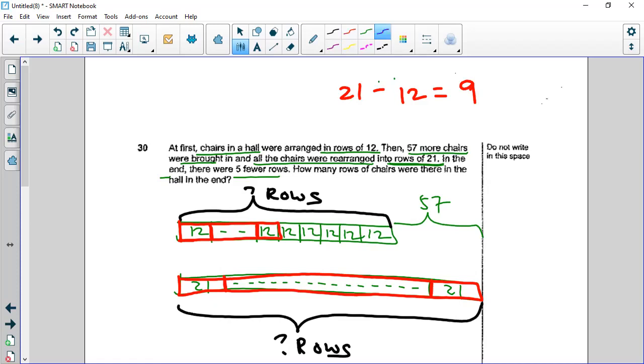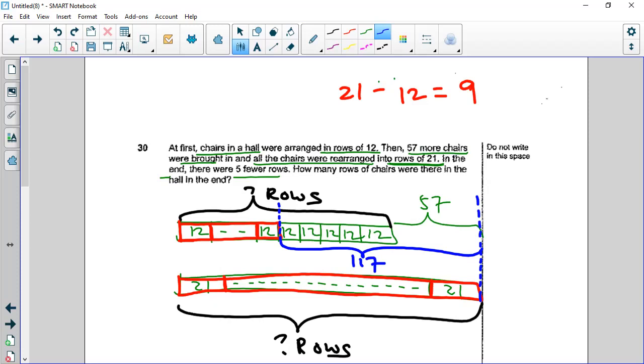Very easy. Draw a dotted line to show where the last row is, and draw a dotted line to show where the same last row is. And in between, what do you have? You add all the numbers in between. So you take 57 plus 12 times 5. So 12 times 5 is 60. 60 plus 57 is 117. You take 117 chairs and give every row 9 more chairs.